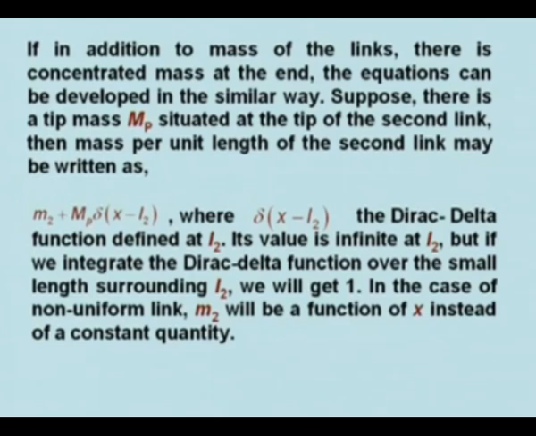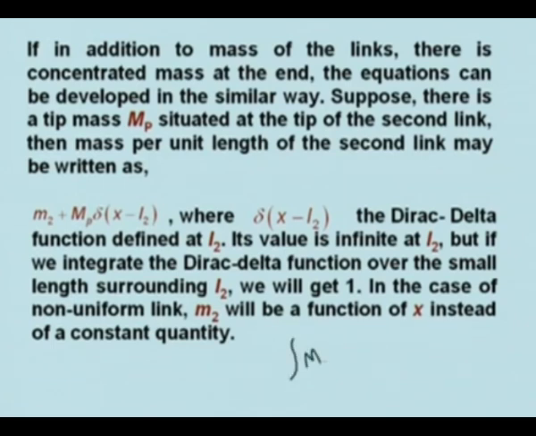Now its value is infinite at L2, but if we integrate the Dirac delta function over a small length surrounding L2, we will get 1. In the case of a non-uniform link, m2 will be a function of x instead of a constant quantity. So therefore it can be put inside the integral sign, and that poses no problem. The Dirac delta function will have that property.